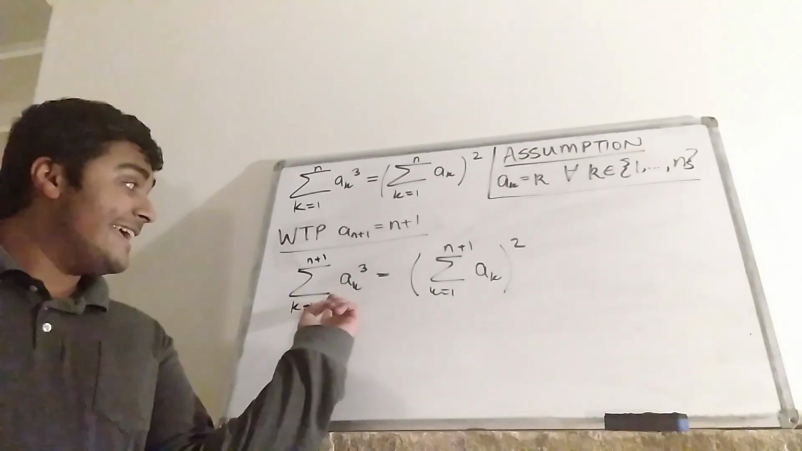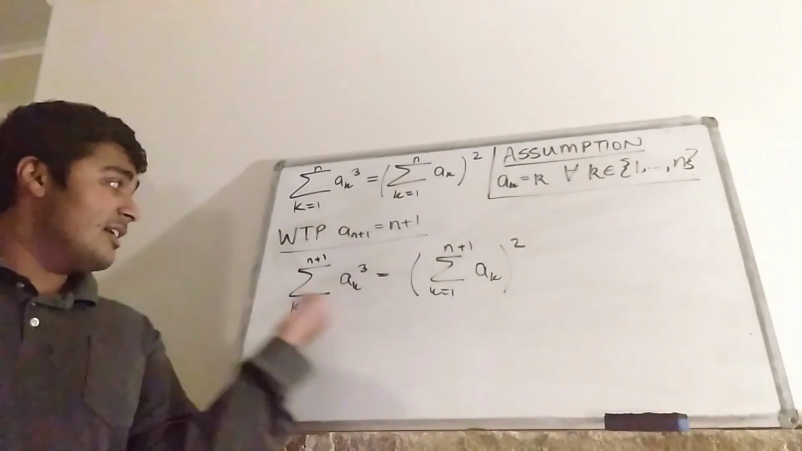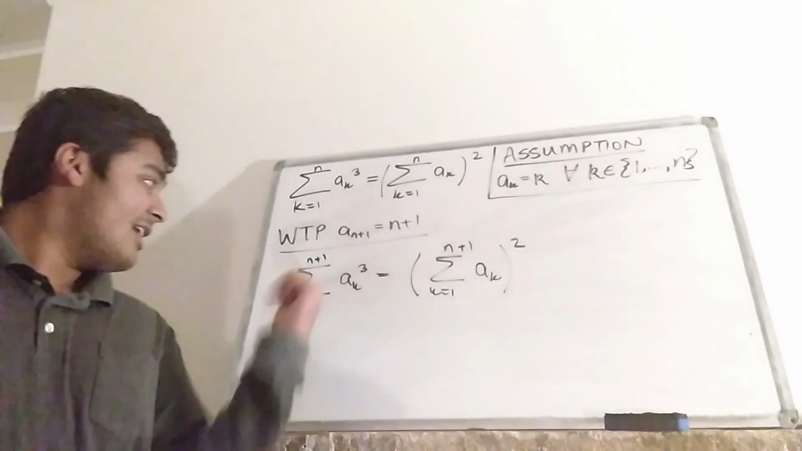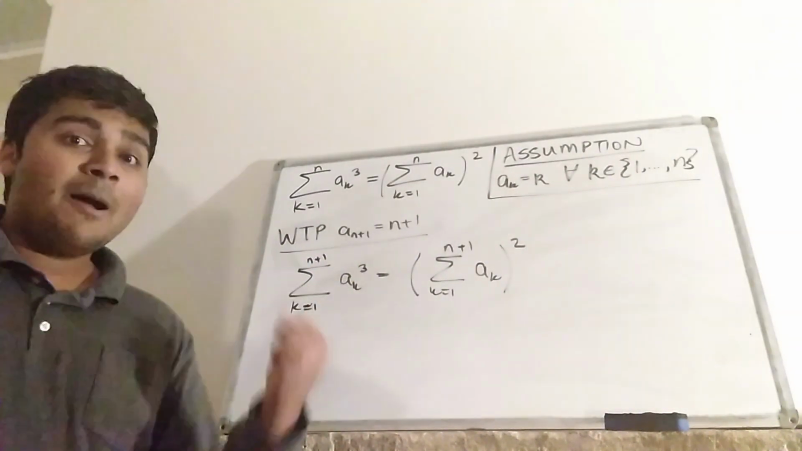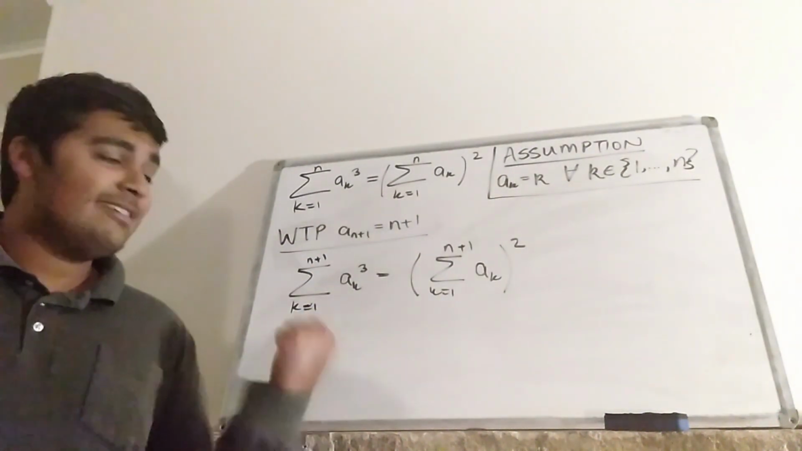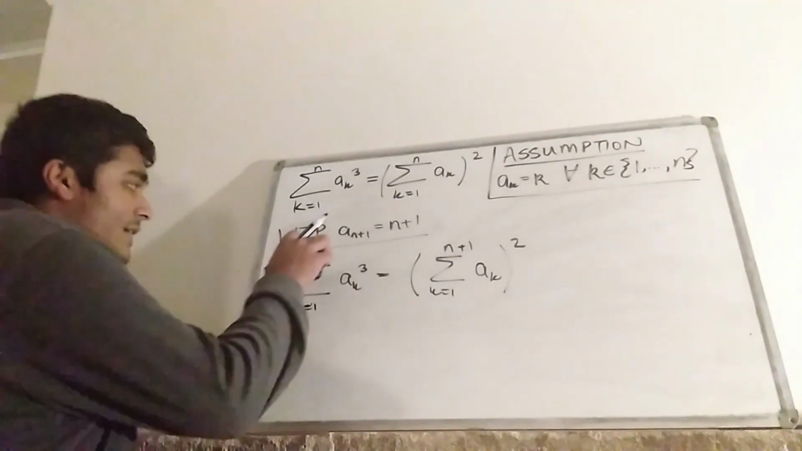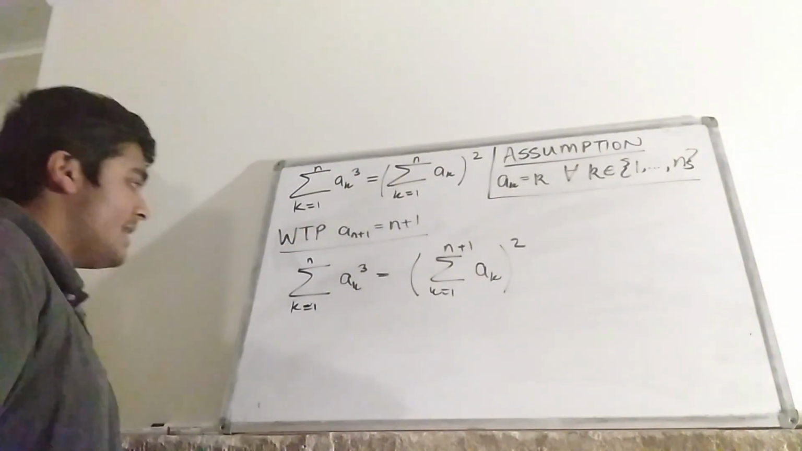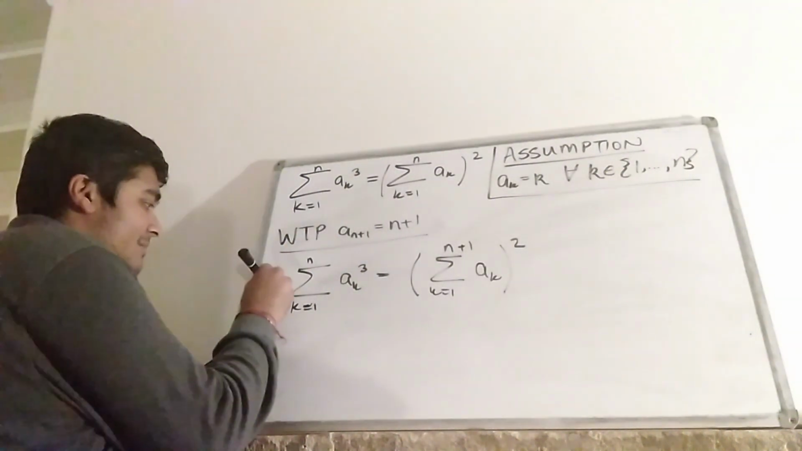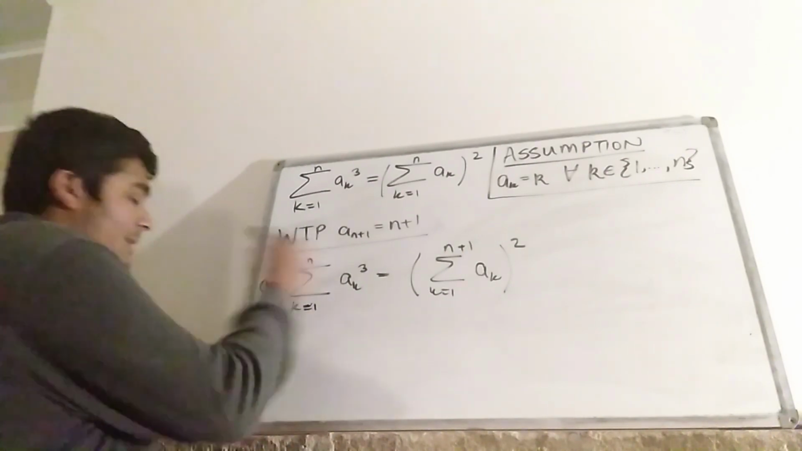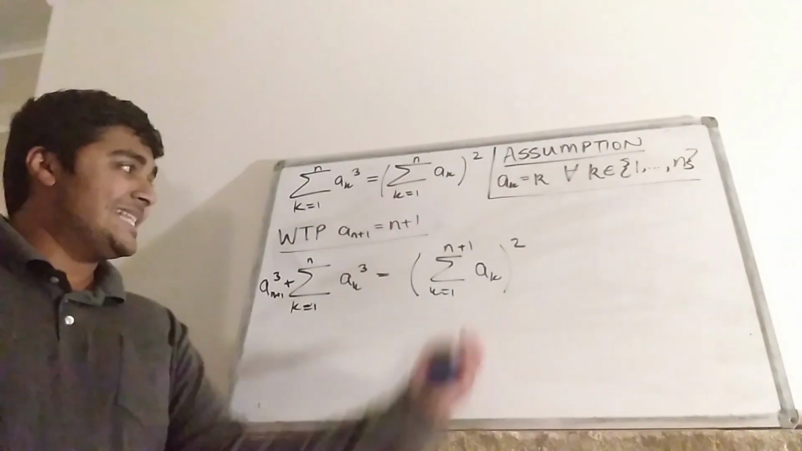Well, this left-hand side here, if I take out the last term, which is a_{n+1} cubed, I can write this as a_{n+1} cubed plus the sum from k equals 1 to n of a_k cubed. Okay, so if I get rid of this last term, and then just shove it out the front here, a_{n+1} cubed plus this thing here is going to give me this thing here.